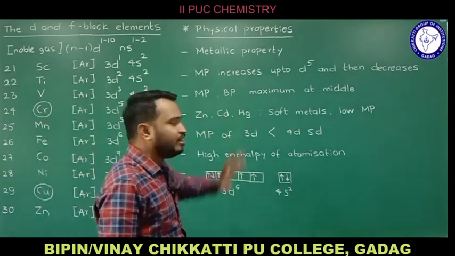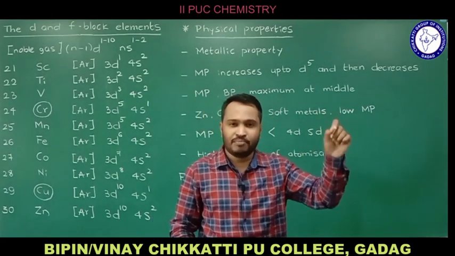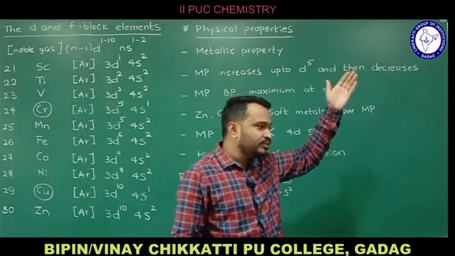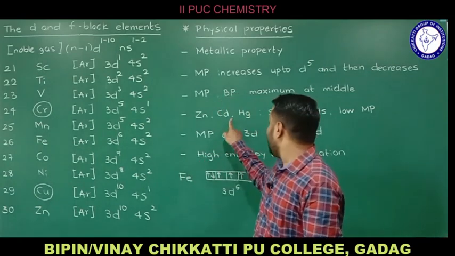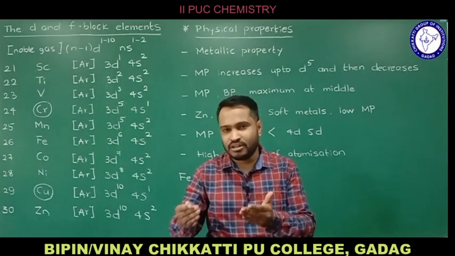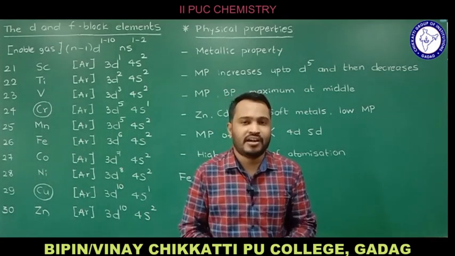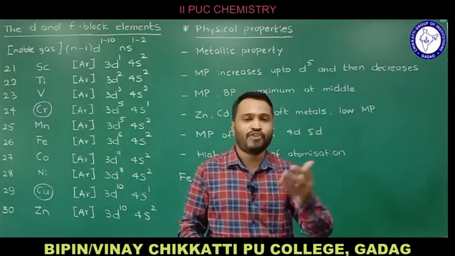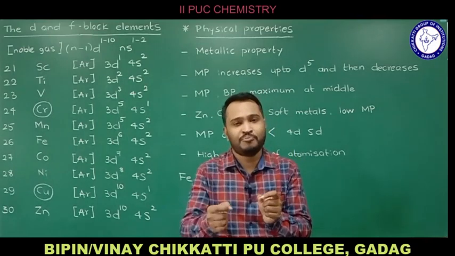Zinc, cadmium and mercury. I hope you remember the position of these elements in the modern periodic table. Zinc belongs to 3d, then cadmium belongs to 4d and mercury belongs to 5d. They are the last elements in the respective d block. So these three have low melting point. Why? The melting point depends on metallic bond, which depends on unpaired electrons. We know that zinc, mercury and cadmium contain completely filled atomic orbitals, or I can say there is absence of unpaired electrons. So since there is absence of unpaired electrons, the melting point is quite low.